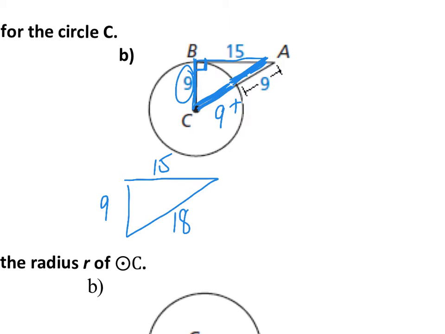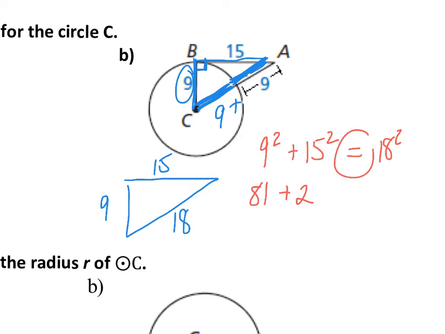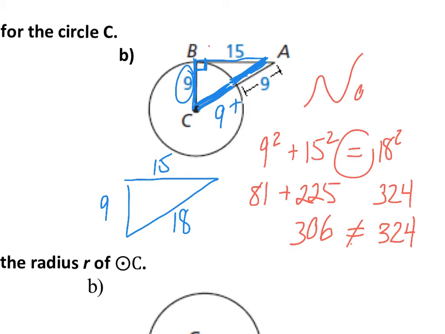So once again, I just want to go through and check, does this work in the Pythagorean theorem? So a squared plus b squared, is it going to be equal to c squared? So I'm going to end up with 81 and 225. Over here I have 324. So I'm going to have 306, which is not equal to 324. So the answer is no. It's not going to be a right angle here, so it's not tangent to my circle.